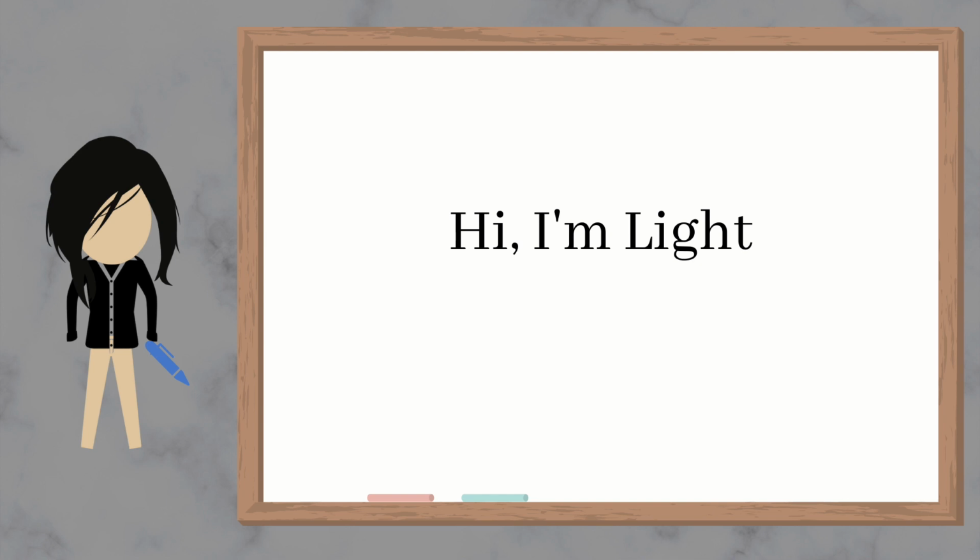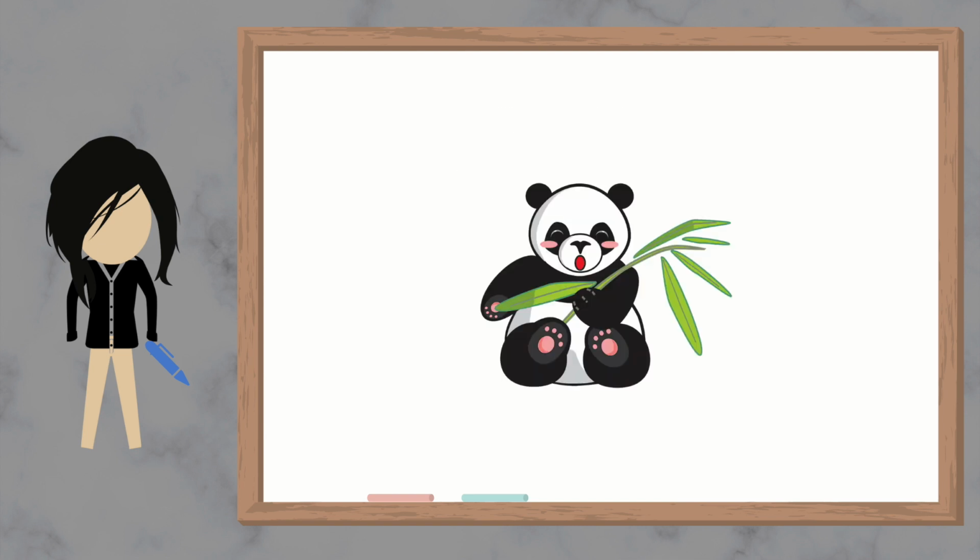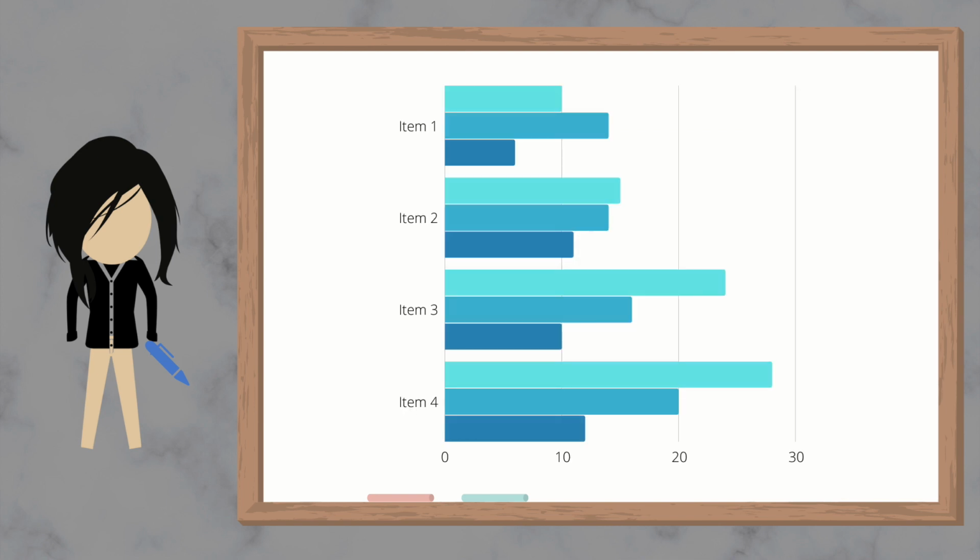Here's a roadmap of what we're going to go over. First, we're going to start with the libraries numpy and pandas. Learning these libraries will serve as the foundation for everything else, and it'll show you how to work with data. Then we're going to go over visualization. We're going to learn how to build graphs and visualize the data you have.